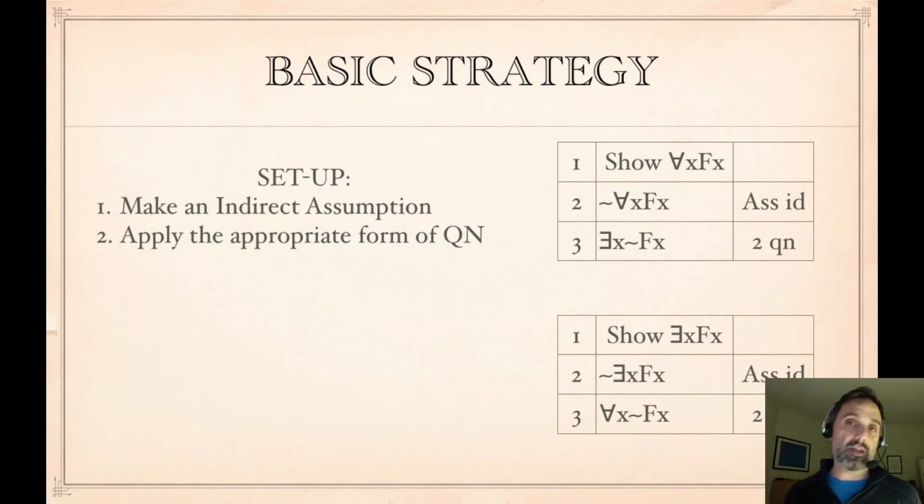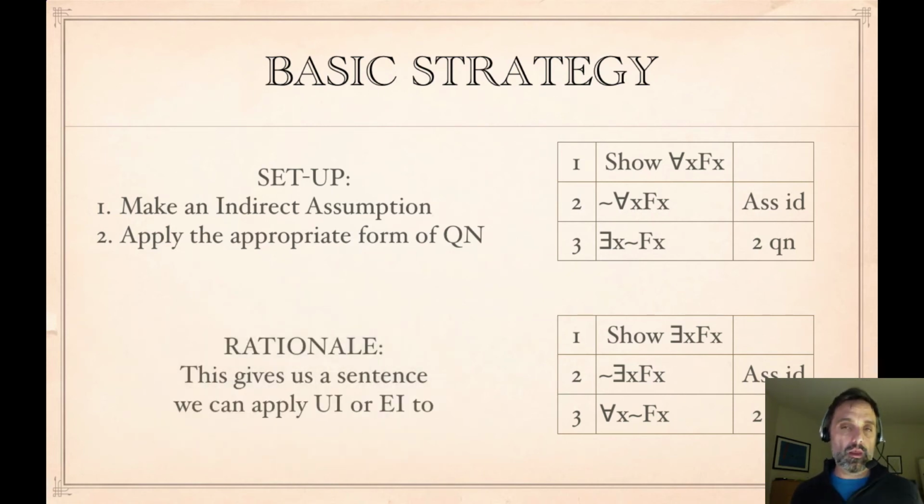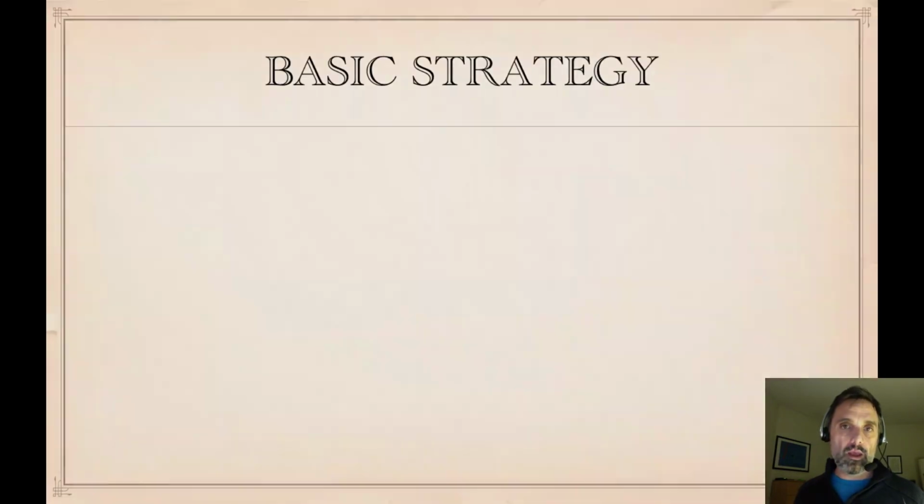And this is just like in chapters 1 and 2, where if you had something negated, you needed to deal with the negation to turn it into something that you could use, like using De Morgan's rules, or NC or NB. So here at line 3, you can EI in the first one, and in the second one, you can UI. And that's why we do this strategy. We make the indirect assumption, apply QN, and then we can use our UI and EI rules.